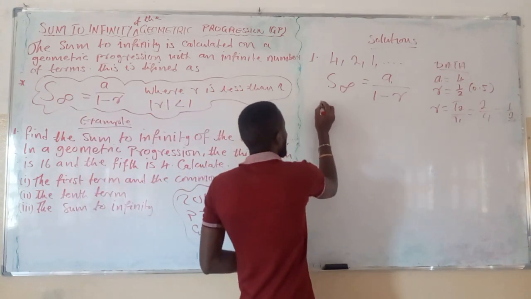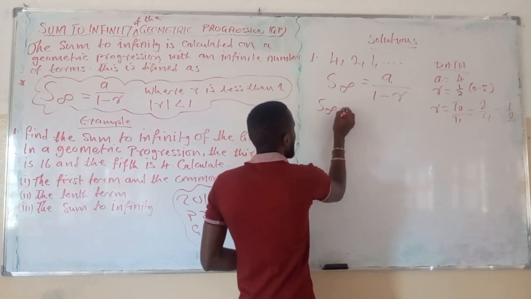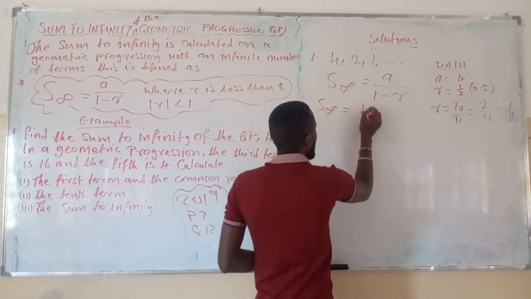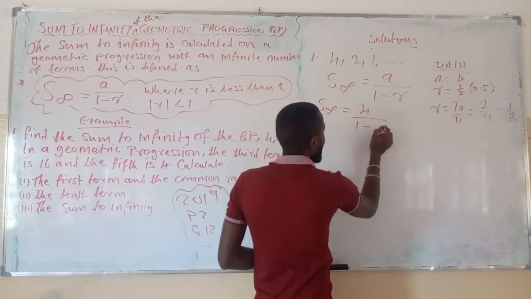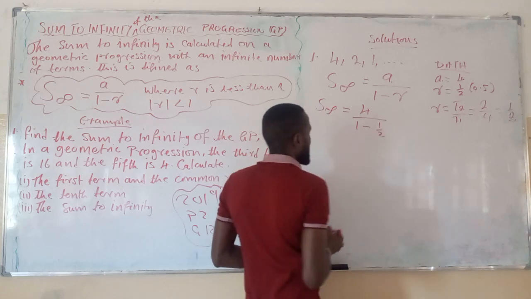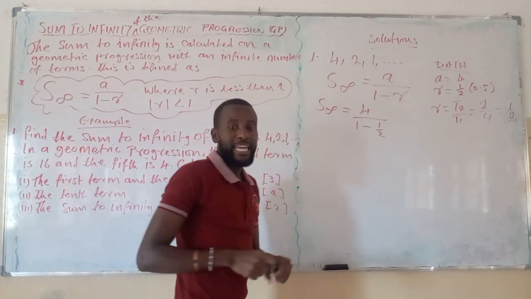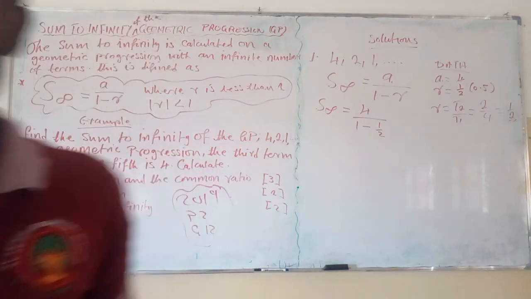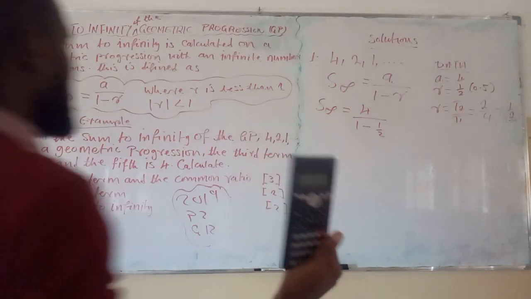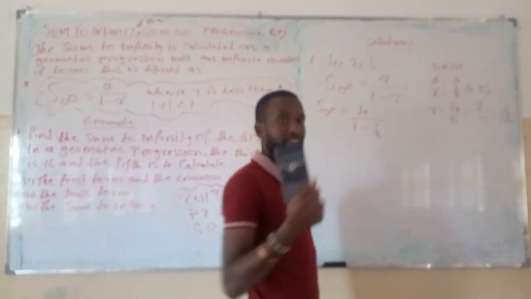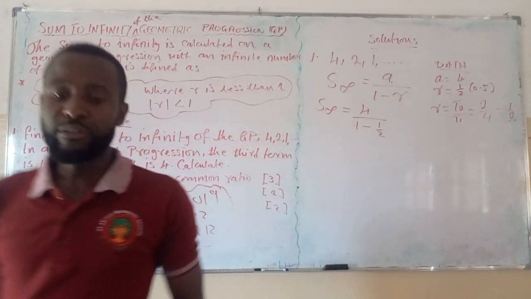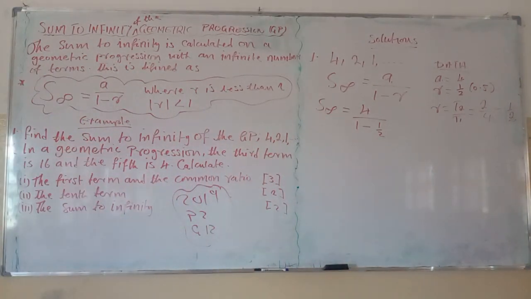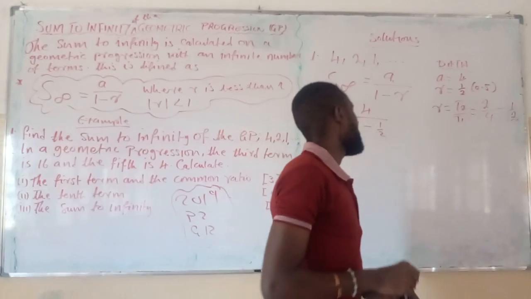So we are simply saying sum to infinity is equal to, what is my first term? 4 over 1 minus half. Now bear in mind that this one you have to use a calculator, because this is a paper 2 question. So a calculator is very important. You need to be able to use one so that you find your working easy.